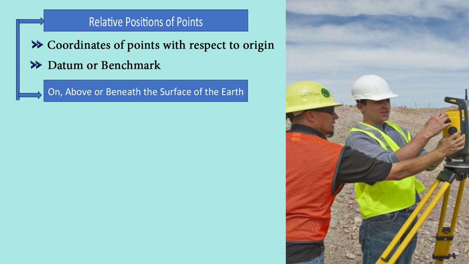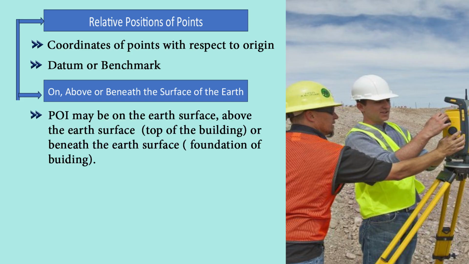So, we have discussed that surveying is the art of determining relative position of points on, above or beneath the surface of the earth. Let us try to understand this point. See the point of interest. What is point of interest? Point of interest means the point whose location is required. So, this point of interest may be on the earth surface, it may be above the earth surface or it may be below the earth surface.